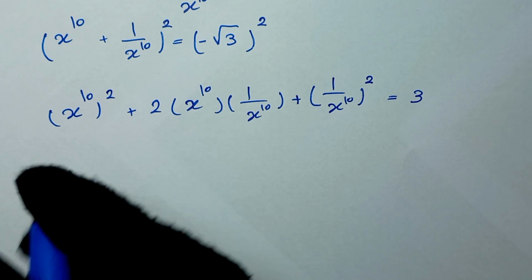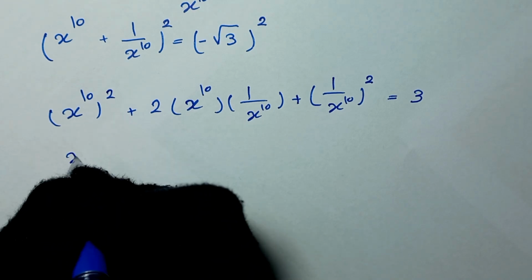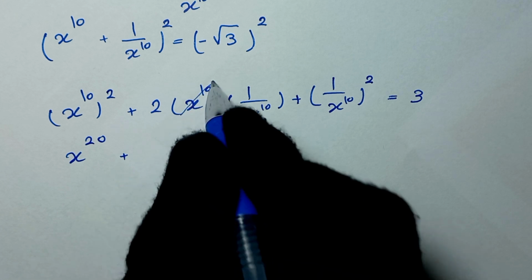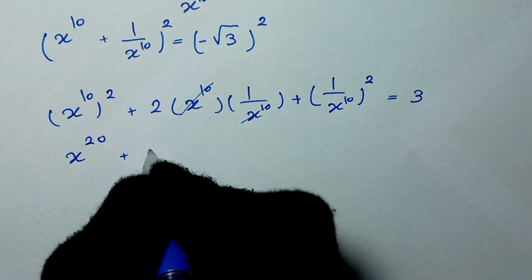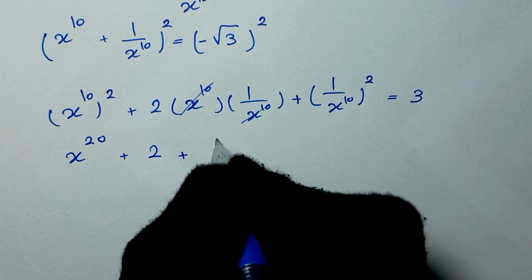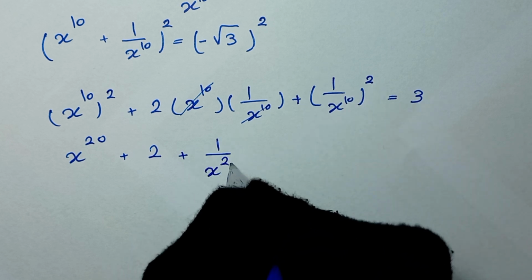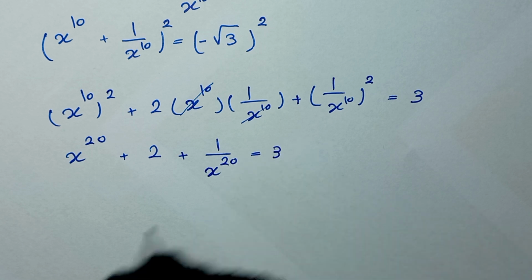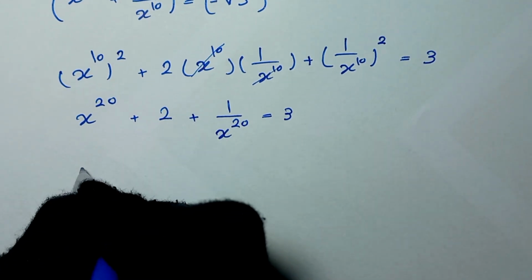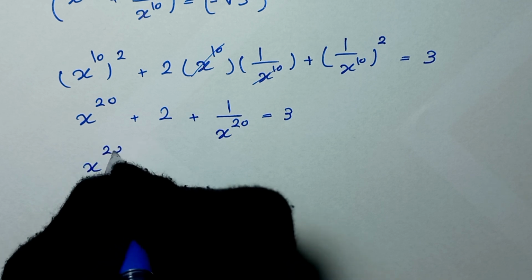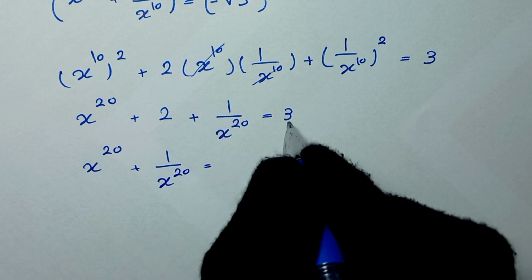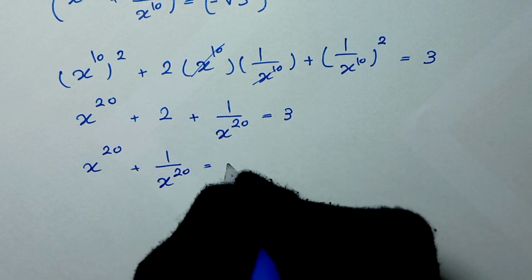And it will be, in here, x to the power of 20 plus, this will cancel this and it will be 2 plus 2 and plus 1 over x to the power of 20, right? 1 over x to the power of 20 is equal to 3. And here we take these 2 to this side and it will be x to the power of 20 plus 1 over x to the power of 20 is equal to 3 minus 2, it will be 1.